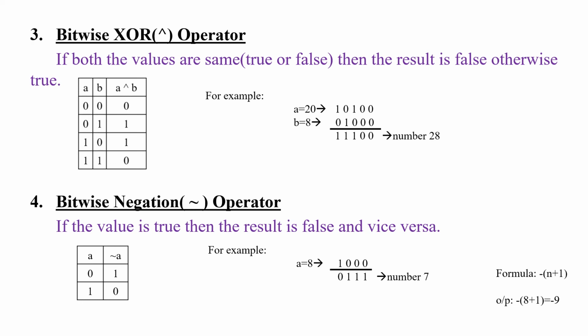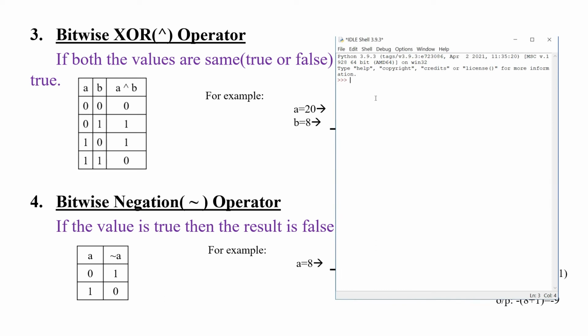We'll see in Python IDE. A is equal to 8. Print negation of a. Output is minus 9. This is about bitwise negation operator.